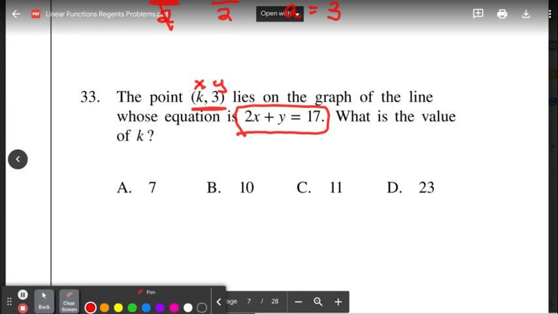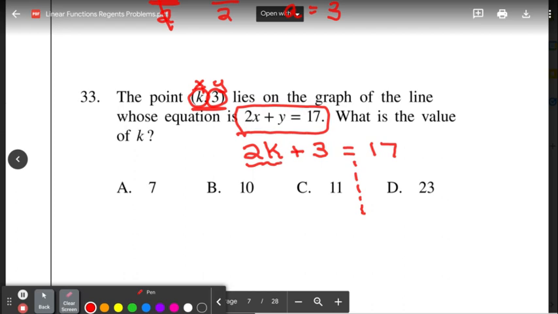Okay, so after we substitute, we have 2k plus y equals 17. Is that what you wrote in your answer? Instead of an x, we put a k. Instead of a y, we put a 3. So now I'm just going to write over my work. We have to solve this equation for k.